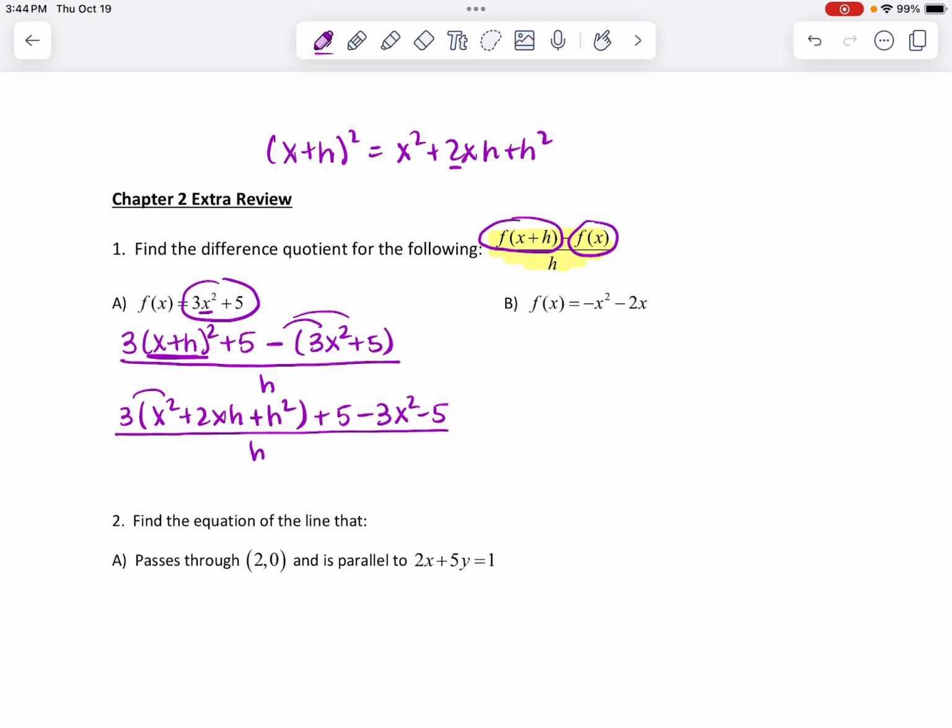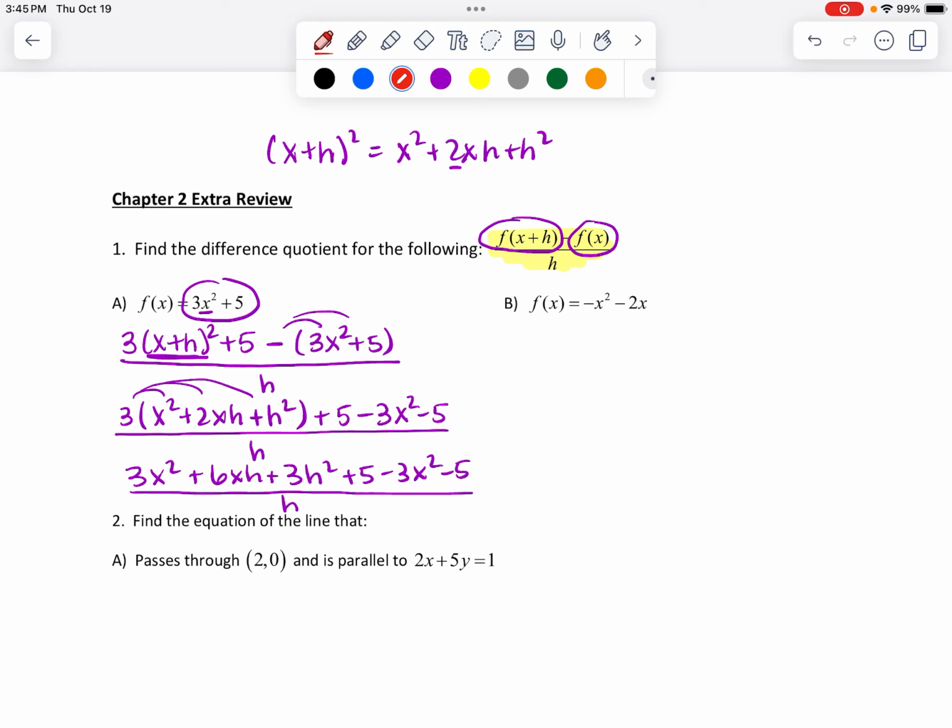And then let's distribute my 3. You'll get 3x squared plus 6xh plus 3h squared plus 5 minus 3x squared minus 5, all over h. At this point, things should cancel out. If they're not, you did something wrong, so go back and check. The 3x squared cancels, the 5's cancel, and everything left has an h in it. So I'm going to take 1h out of each, leaving me with 6x plus 3h.